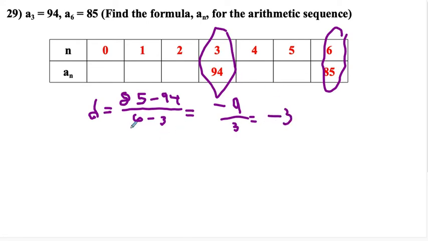Now, to write the arithmetic sequence, we want to have a sub n equals. Now we know the common difference, and there are two ways to go here. Could I figure out what the first term is? Yes, there are a couple different ways to go. This is just a linear equation, right? So I've got 2 points, and I've got the slope now.